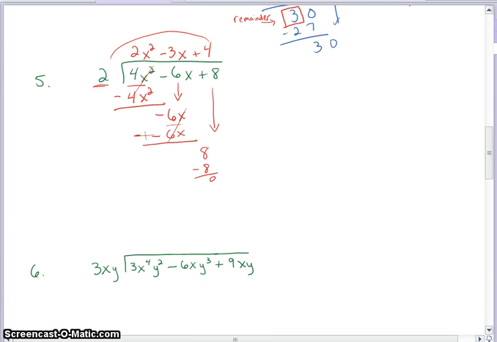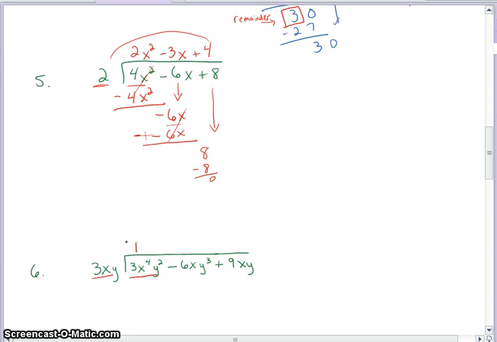Okay, let's try this next one. Now I'm looking for how many times 3xy goes into 3x to the 4th y squared. So do I need to multiply the coefficients by anything? Do I need to multiply 3 by anything to get 3? No, just a 1, right? Okay, so you can write the 1 or you don't have to.